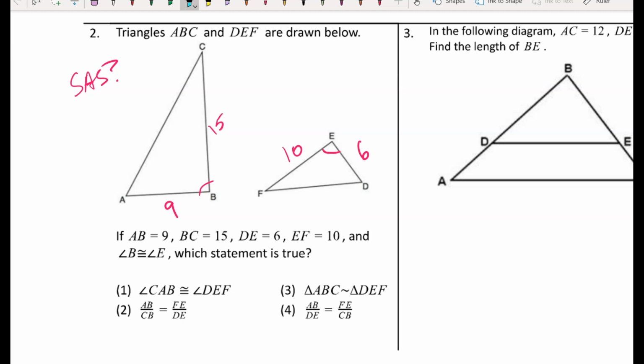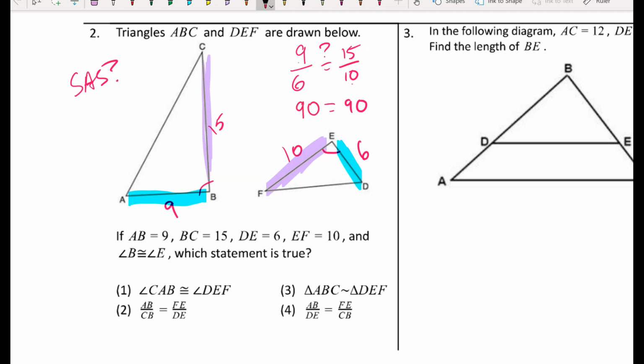I want to compare the shorter side to the shorter side, and the longer side to the longer side, to see if those sides are in fact proportional. Well, let's find out. 9 over 6, I want to see if that's equal to 15 over 10. You could check this in your calculator. 9 times 10 is 90, and 6 times 15 is also 90. So I think this is a pretty good justification for why these two triangles are in fact similar.